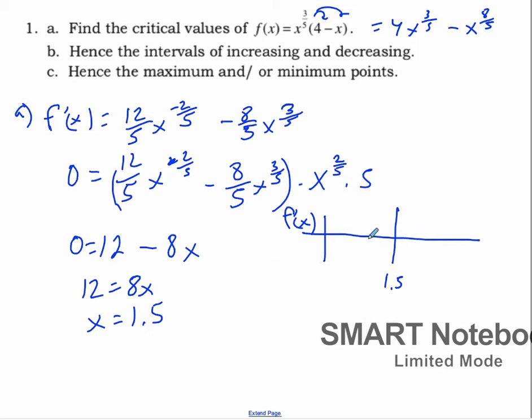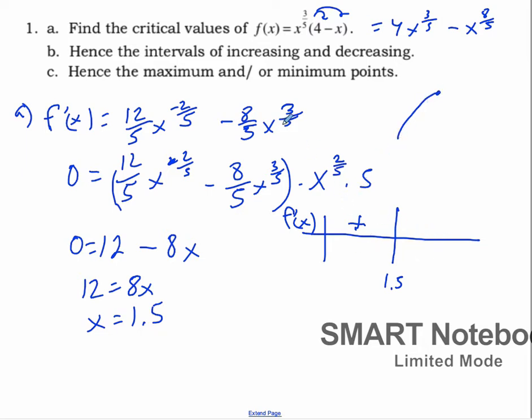Okay, an easy number to plug into the derivative is 0, right? So 0 is to the left of 1.5. If I plug in 0, well, I'm just going to get 0, so that's not actually helpful. So let's plug in 1. If I plug in 1, I'm going to have 12/5 minus 8/5. I'm going to get a positive number. So it's actually increasing to the left of 1.5. Okay? So possibly it's a maximum.